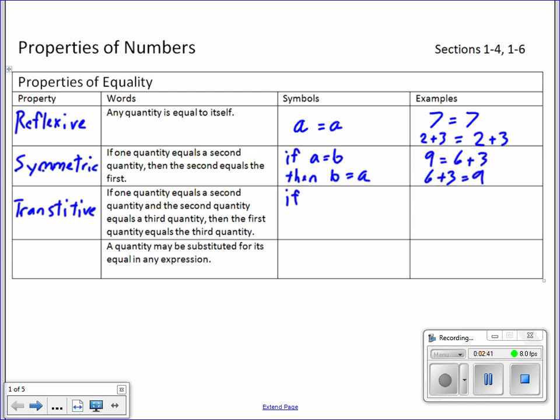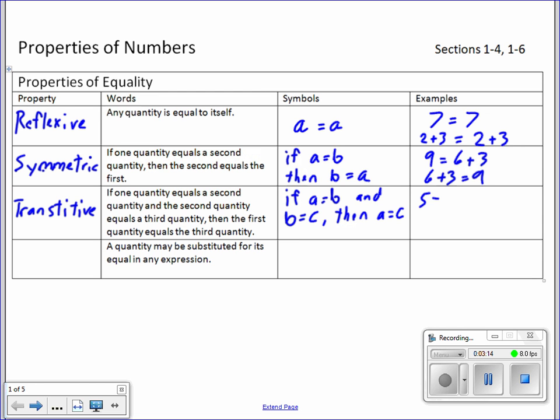If A equals B, again, and B equals C, then A would also equal C. So if A equals B and B equals C, then A would have to equal C as well.